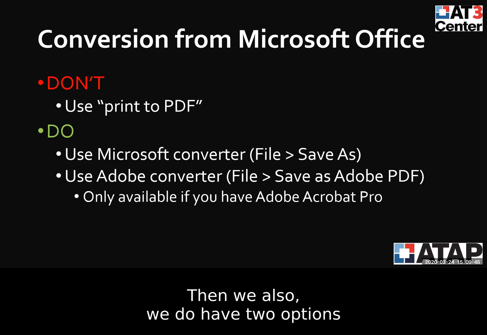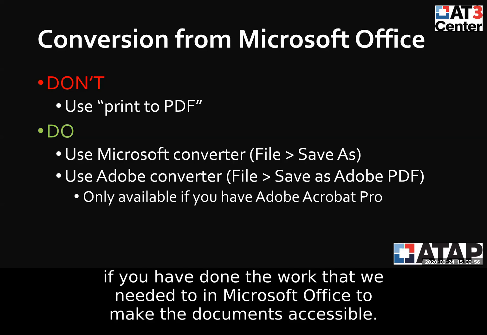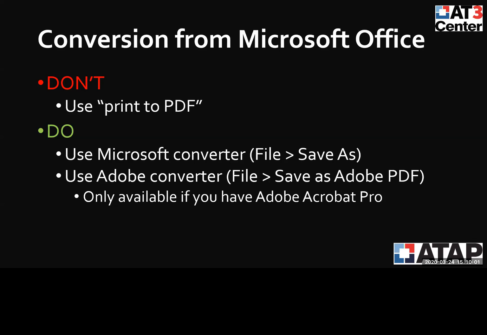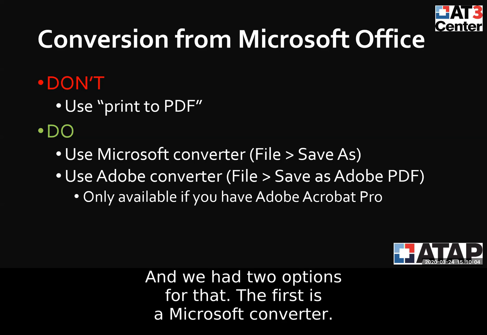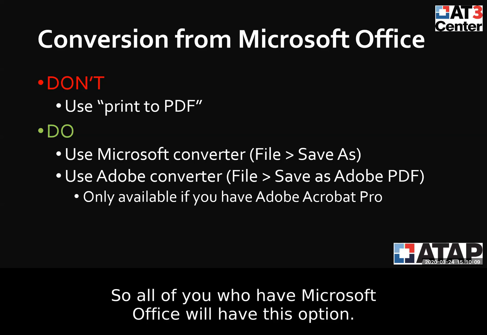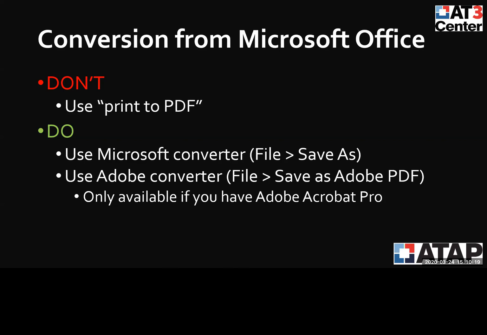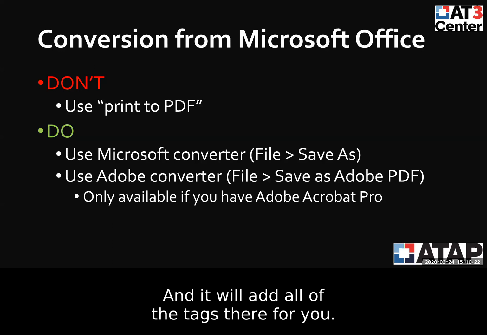And then we do have two options to convert these documents into an accessible PDF, especially if we've done the work that we needed to in Microsoft Office to make those documents accessible. The first is a Microsoft converter. All of you who have Microsoft Office will have this option. That option is under the File menu. If you click Save As, that will bring up your Microsoft conversion tool, and it will add all of the tags there for you.